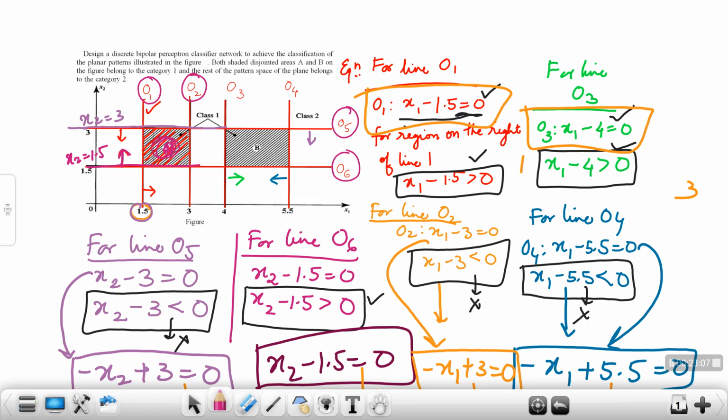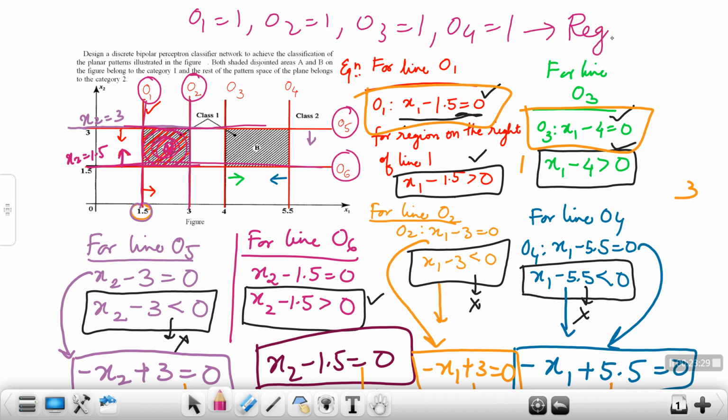Only if it is greater than this particular line, less than this particular line, above this particular line and below this particular line, only then this particular condition will be satisfied. So only when O1 is equal to 1, O2 is equal to 1, O3 is equal to 1 and O4 is equal to 1, that time the point will be in region A. And when O3, O4, O5 and O6 are equal to 1, the point will be in region B.